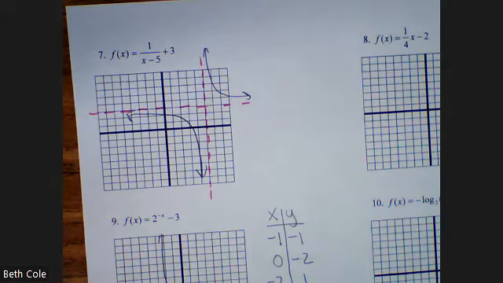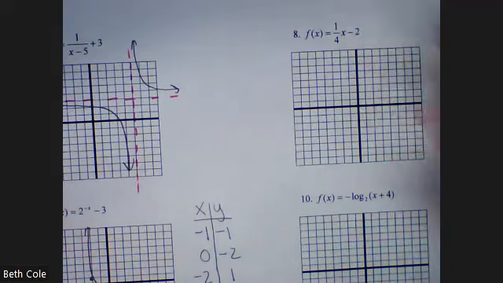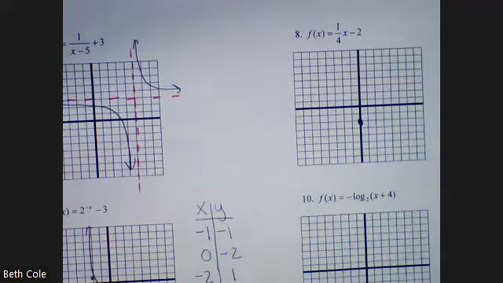Number 8 is the easiest one on here because what shape is that? It's linear. It's a line. It is good old y equals mx plus b. So where are we going to start by putting a point? 0, -2. It's going to go down 2. And then your slope is 1/4, up 1/4.